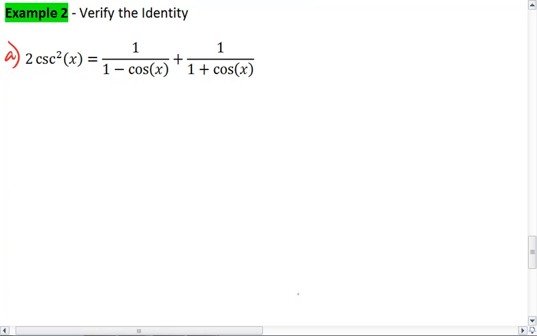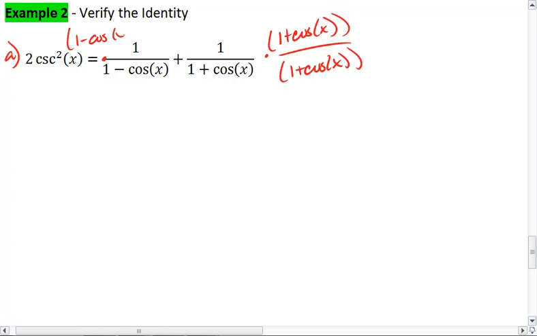For this first one, we have 2 cosecant squared x equals 1 over 1 minus cosine x plus 1 over 1 plus cosine x. Okay, what we're going to do is, we see fractions. We're going to give these fractions like denominators. Really like to do that. We're going to multiply the second fraction by 1 plus cosine x over 1 plus cosine x. We're going to multiply this first fraction by 1 minus cosine x over 1 minus cosine x.